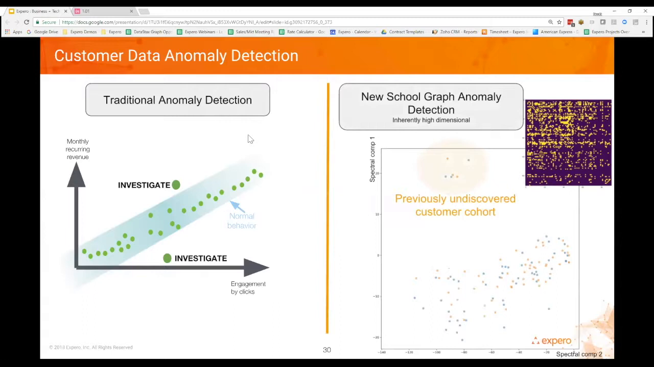preferences. So on the right-hand side, I have a representation of a graph, which is that purple and gold diagram. That's called an adjacency matrix. And the other image there with the dots on the scatter plot is an embedding of that information, where we are able to actually discern this new customer cohort, which was impossible to tease out using traditional methods that are employed across the industry today.